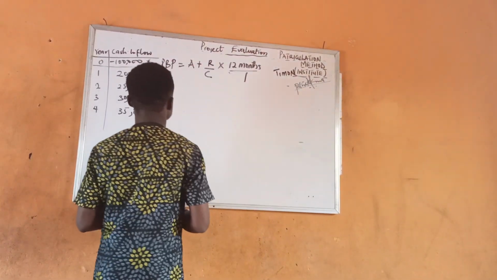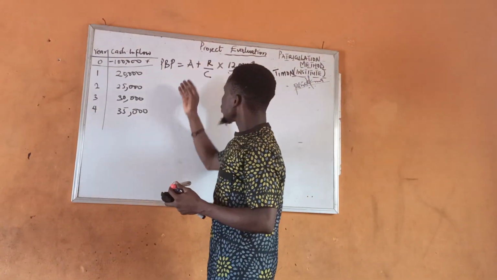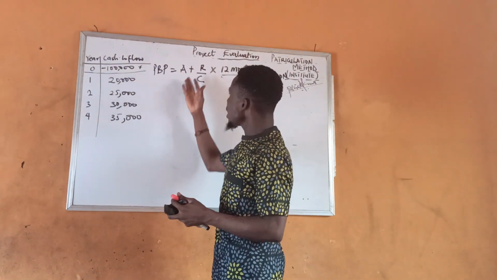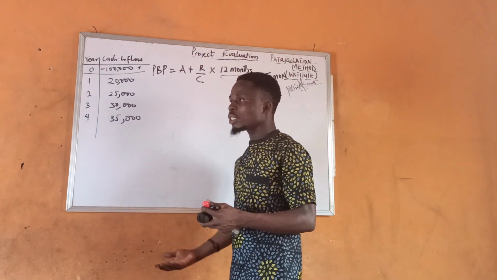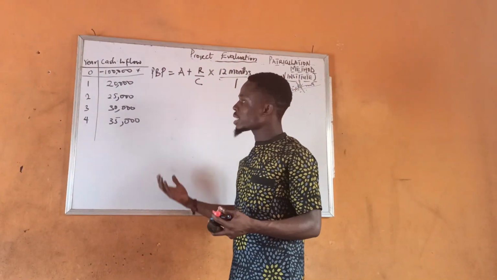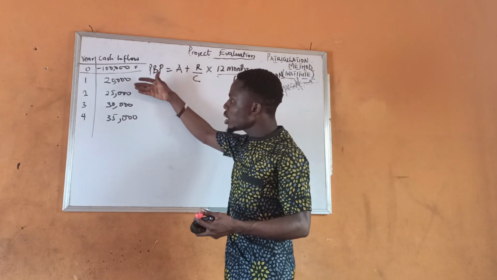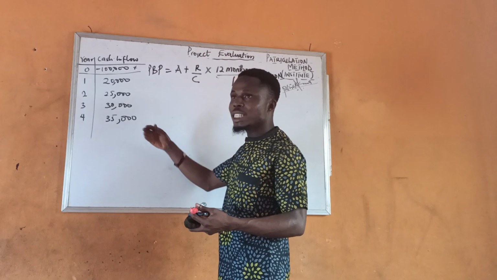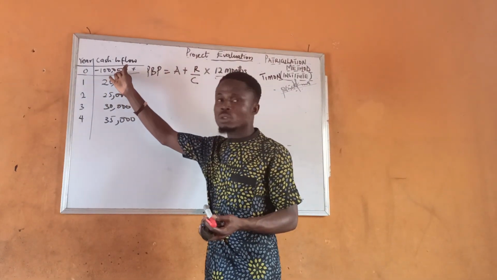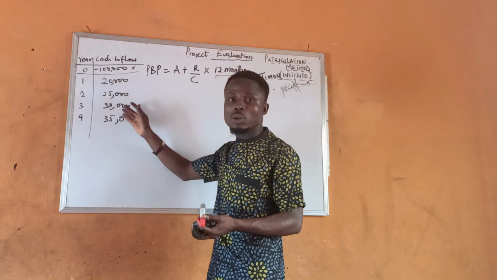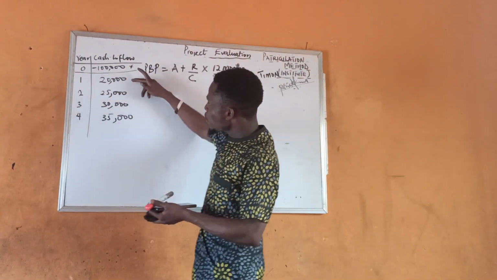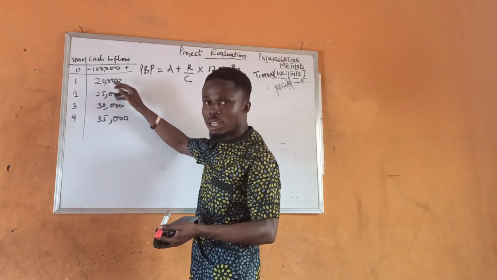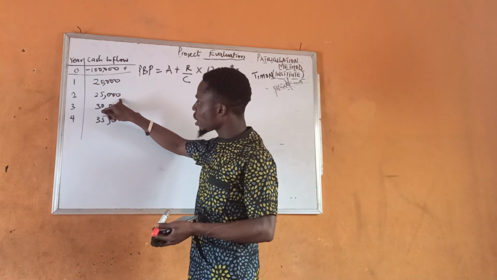So what we do here is, first of all, we look at our A. The A here says the amount of money recovered before the last year. So we calculate how many years it will take us to get nearer to the amount we spent. This plus this will give us 25,000. Definitely it's 2 years. The first year 20,000, second year 25,000.